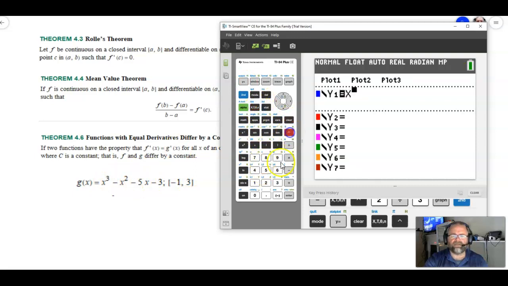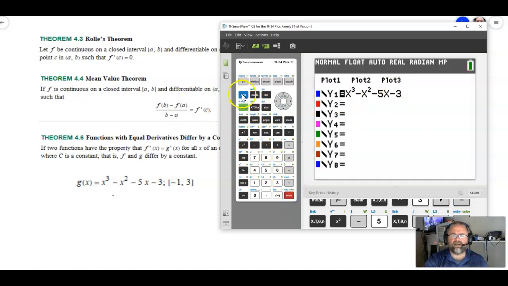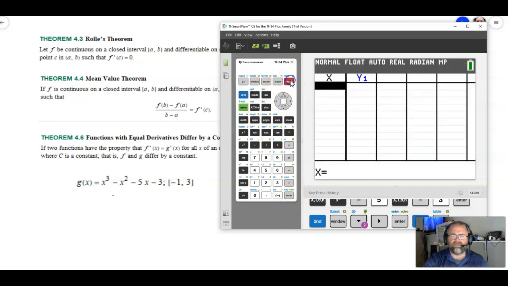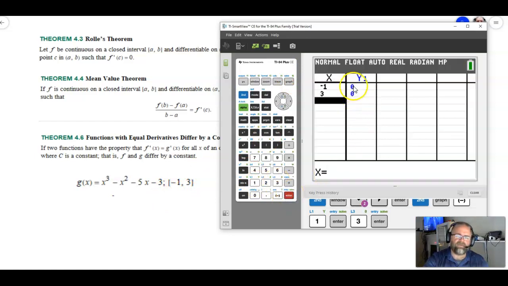So if I just put this x cubed minus x squared minus 5x minus 3, I just put that in here like so. Go to my table set, make sure to put that on ask. Go to my table, and then I can evaluate this at -1 and 3, and sure enough, f of a is equal to f of b because the two y values are the same. They're both at 0. So here Rolle's theorem does apply.